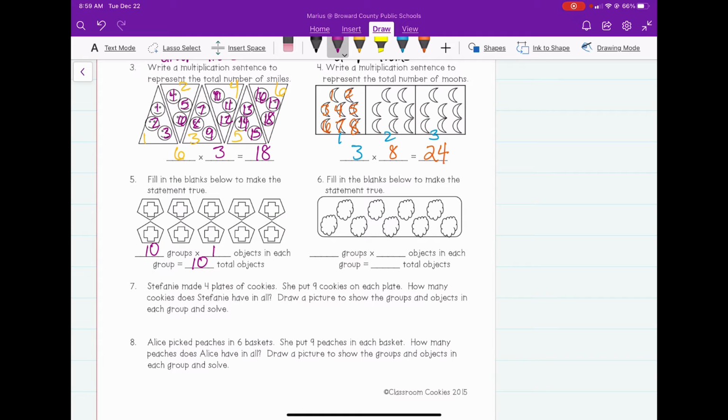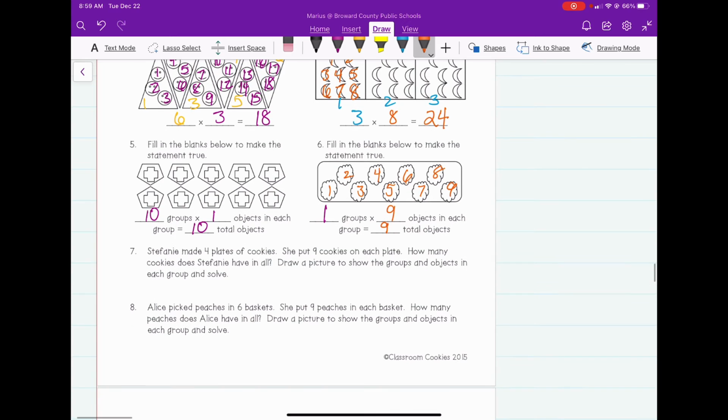Number 6, fill in the blank below to make the statement true. So how many groups are there? There's just one group, one big group. And how many objects? Let's count. 1, 2, 3, 4, 5, 6, 7, 8, 9. So one group, 9 objects in each group, for a total of 9 objects.